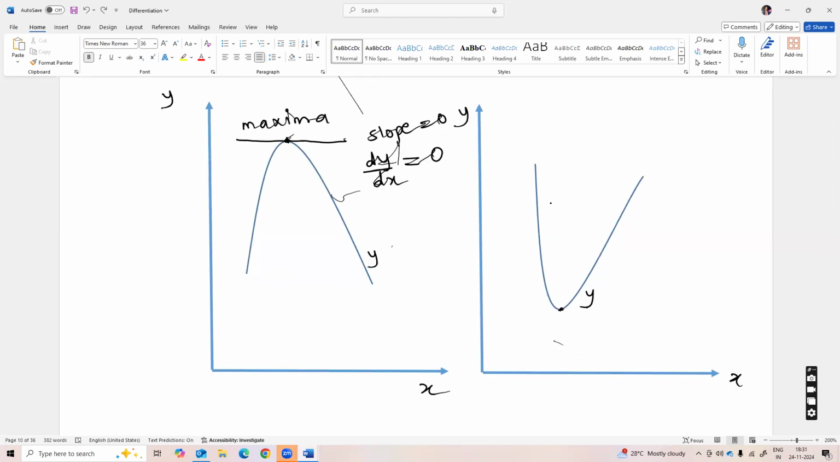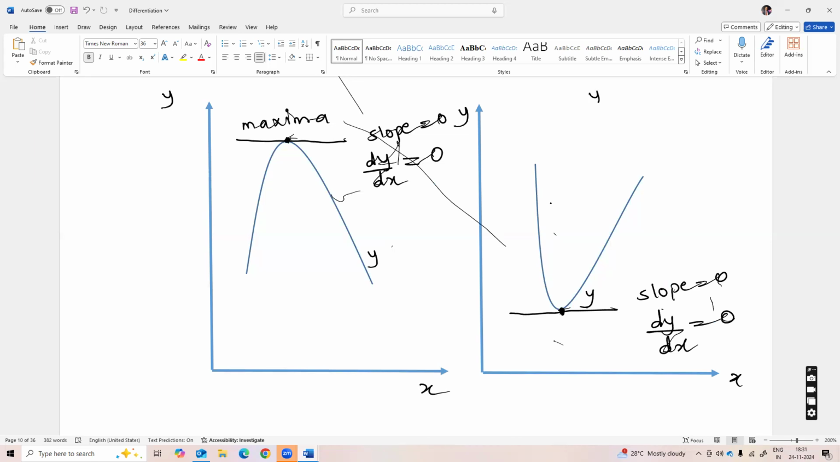If you see this curve, this point is showing minima, and again if you draw a tangent to this curve at this point, it will show you the slope equal to 0. And as you know, slope is the derivative of that function. So the derivative of that function at the minima is 0. So if you have to find the point of maxima or minima, what will you have to do?